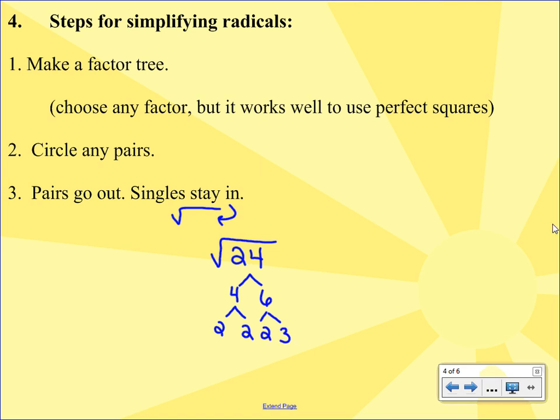So now we're on step 2. We're going to circle the pairs. And I have a pair of 2s. As long as you have 2 of a number. And they don't have to be right next to each other like that. I could have circled any 2 of the 2s.